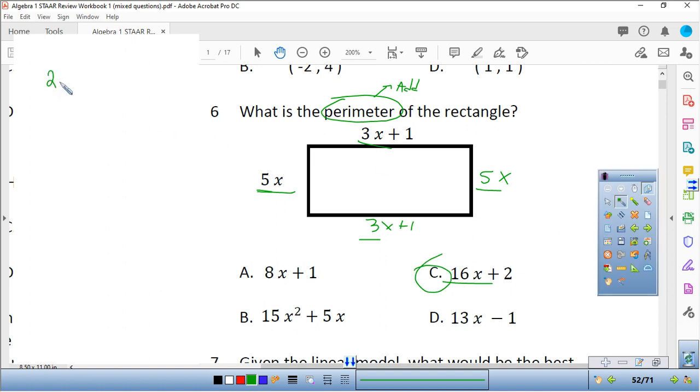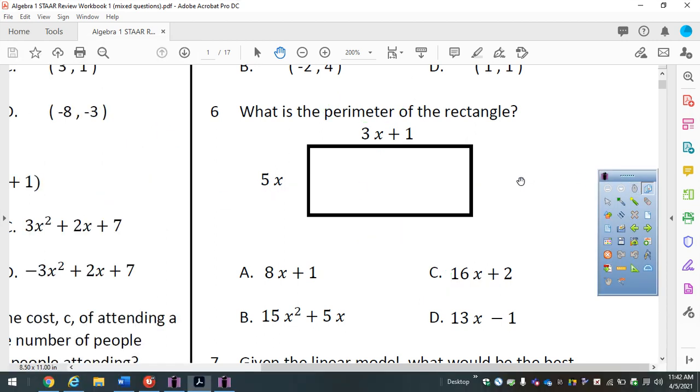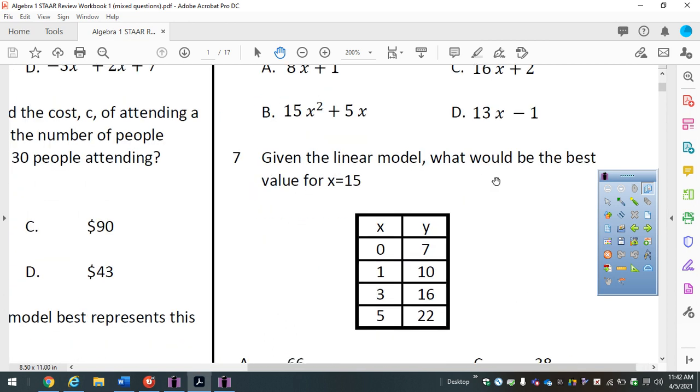Or you want to use the fancy algebra. So the formula is 2 length plus 2 width is equal to your perimeter. And you go 2 times, we'll go with 5x, plus 2 times 3x plus 1. Well, if you do this, this is 10x. If you do this, this is 6x plus 2. Add these together, 16x plus 2. Sky's the limit how you want to work it out.